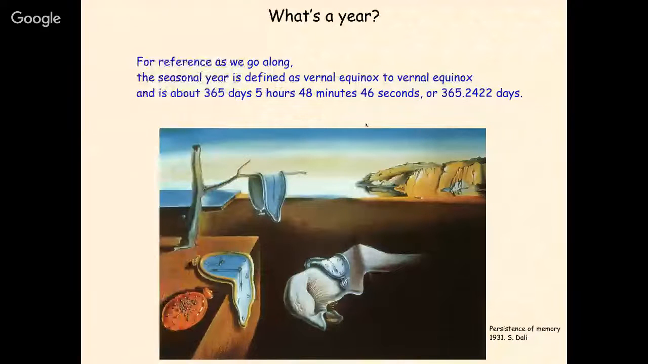So what's a year? For reference, as we go along, the seasonal year, what the sun says, is defined as vernal equinox to vernal equinox, so spring equinox to spring equinox. It's about 365 days, 5 hours, 48 minutes, 6 seconds, or about 365.2422 days. And of course, this is a famous art piece, The Persistence of Memory, with the melting clocks from Salvador Dali.